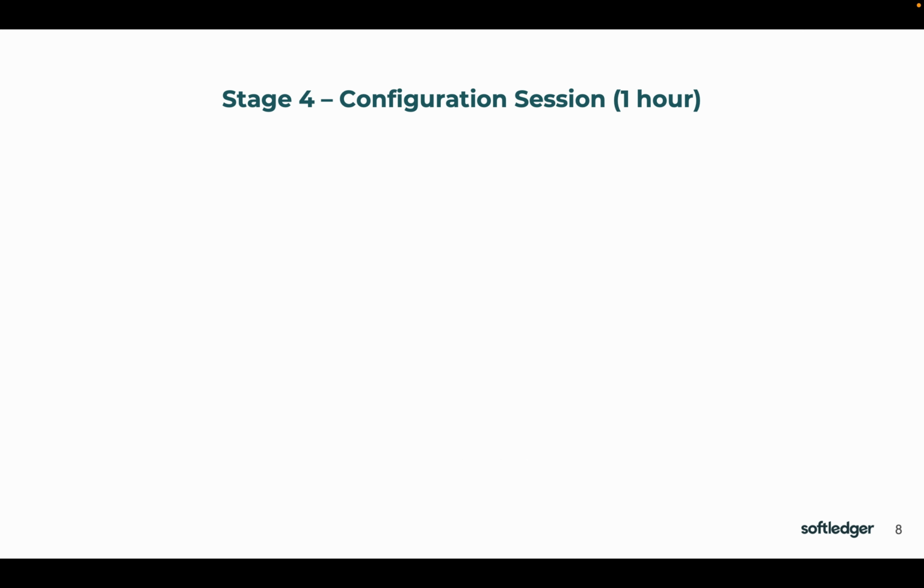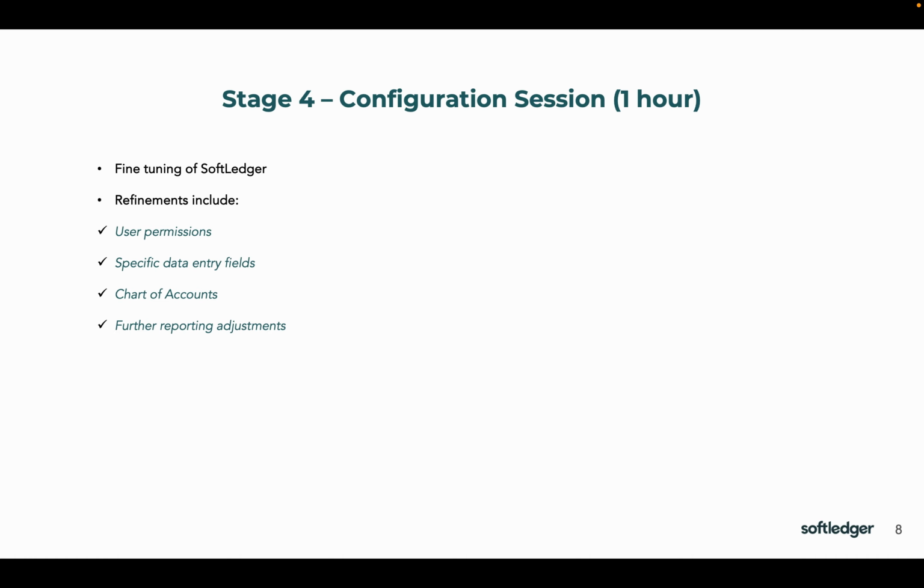Stage 4, configuration session. At this stage, SoftLedger will be fine-tuned to match your specific requirements. This session is most valuable after a period of use by your team, so you should ideally attend the meeting with a list of refinements to be included in the setup. Examples of potential refinements include amendments to user permissions, specific field setup for the inputting of items like purchase invoices, sales invoices, and journals, chart of accounts amendments, further reporting adjustments, and system settings.